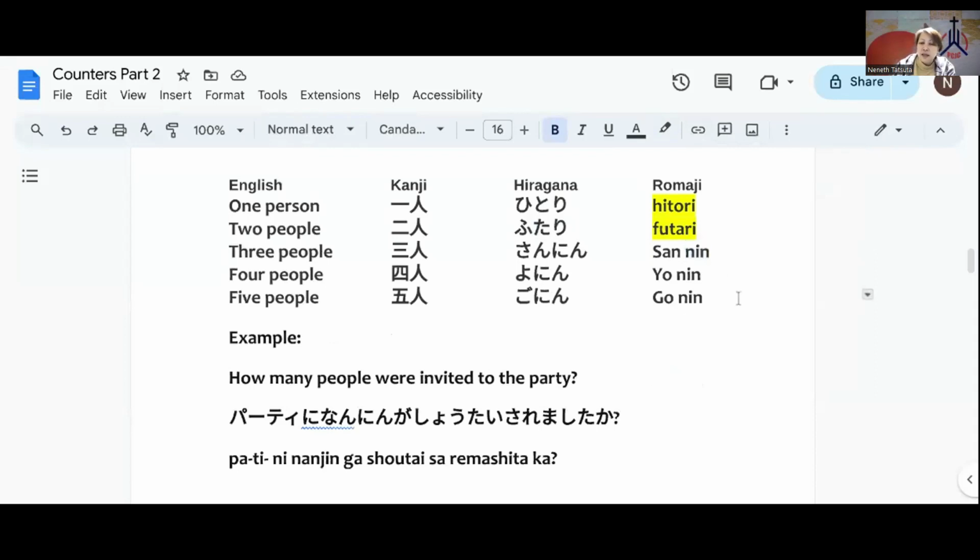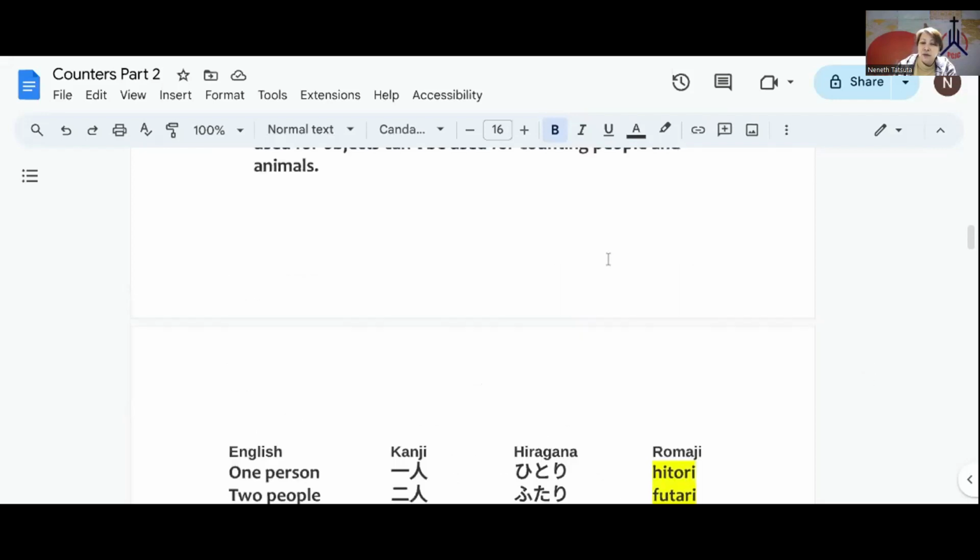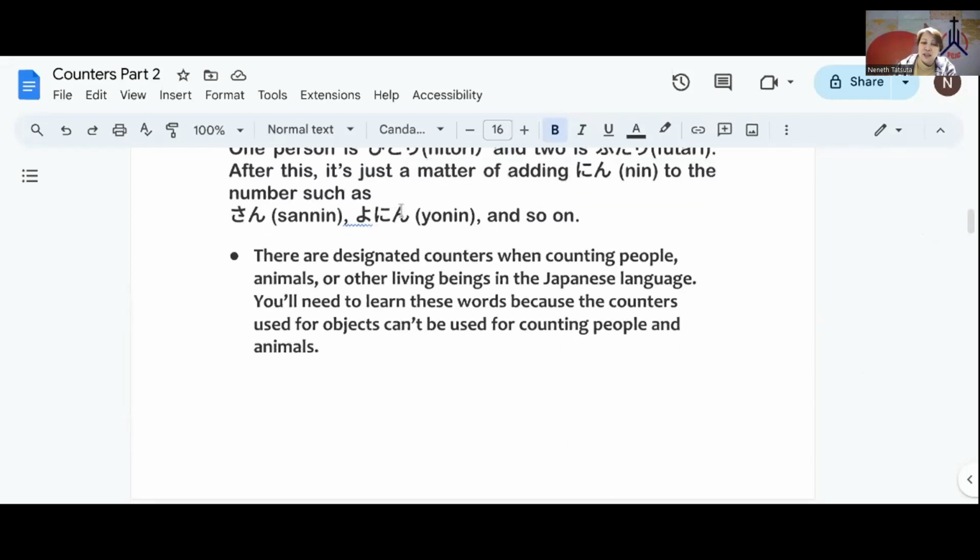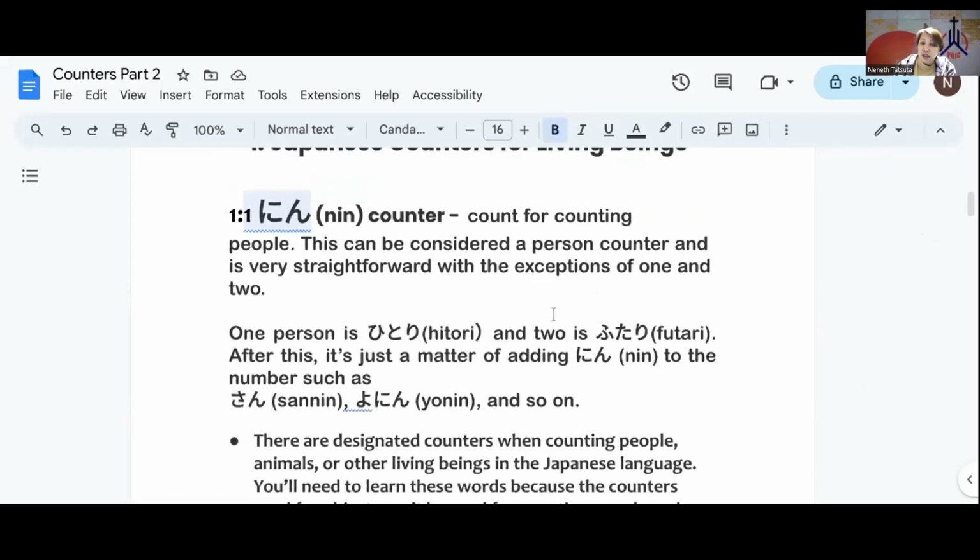For 3 people, sannin. For 4 people, yonin, not yon nin, but only yonin. 5 people is gonin. 6 people is rokunin. So that's how you count the nin. This is only used for people. Remember this. For people. The nin.